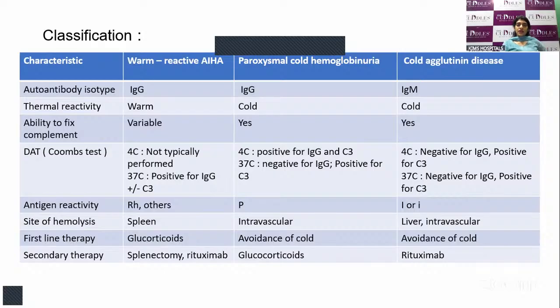The first line therapy for PCH and CAD is avoidance of cold surroundings, because of the antibodies. And in warm reactive AIHA, the first line therapy is glucocorticoids. I think everybody comes across warm reactive AIHA in quite a number of conditions, and by default we think of steroids and start steroids, but it's essential to have these two entities also in mind, PCH and cold agglutinin disease, and treat accordingly. Second line therapy for warm reactive AIHA is splenectomy and rituximab, for PCH it is glucocorticoids, and for cold agglutinin disease it is rituximab.